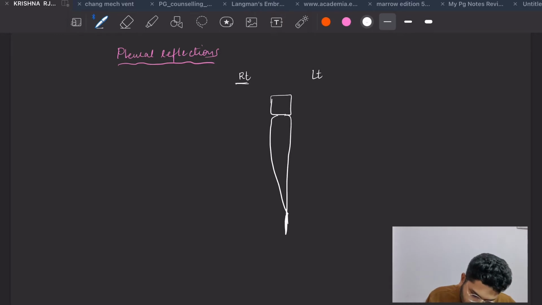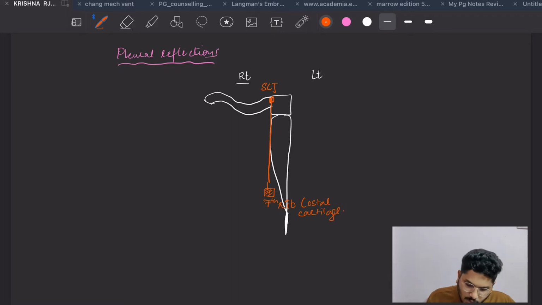On the right side, what usually happens is, from the sternoclavicular joint, if this is the clavicle, this joint is called the sternoclavicular joint, SCJ. From the sternoclavicular joint you draw a vertical line up to the seventh rib's costal cartilage. This forms the medial border of the right-sided lung's pleura.